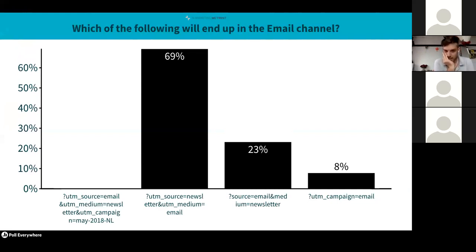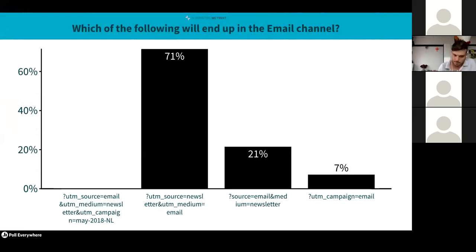So the answer is the second one. Most of you got this one right. I will go through each of the answers and tell you why it's not working. In the first one, the problem is we made a mistake between the source and the medium. It should have been the opposite. The source is who sent me that traffic, and the medium is the medium where the link was included. The second one is correct: the source is correct and the UTM medium is also correct.